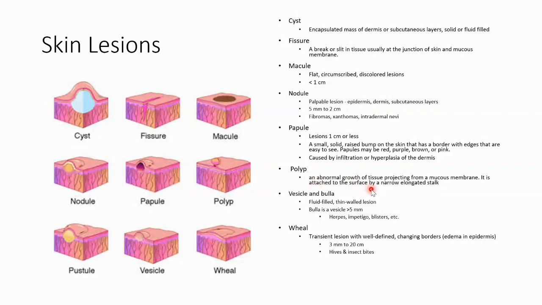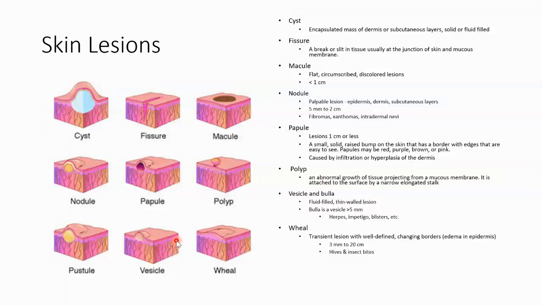A polyp is an abnormal growth of tissue projecting from a mucous membrane. It's attached to the surface by a narrow, elongated stalk. Polyps in the colon and the uterus are common. So it's just an abnormal growth hanging on there by a stem. Consider that a polyp.